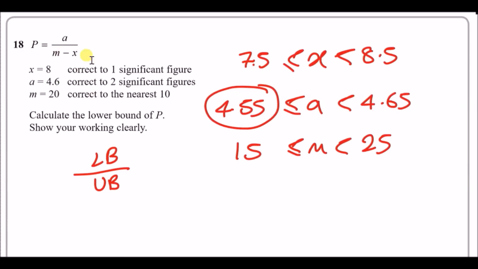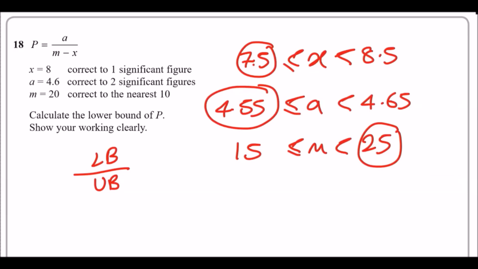And again, because you're subtracting, to get the biggest bound, you need to have the greatest distance. To get the greatest distance between m and x, we need to maximize the m value, get the biggest m value, and subtract it from the smallest x value. You can see that the difference between 25 and 7.5 is going to be much bigger than the difference between 15 and 8.5 or any other combination. So these are the three values we want.